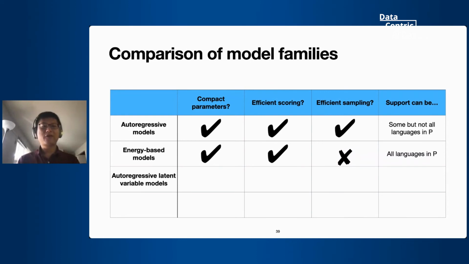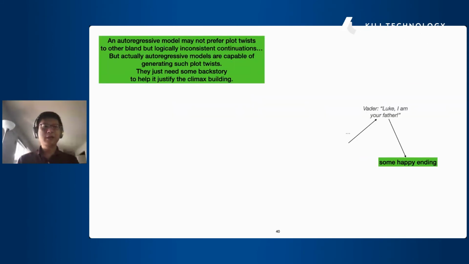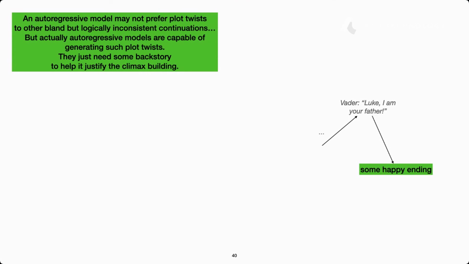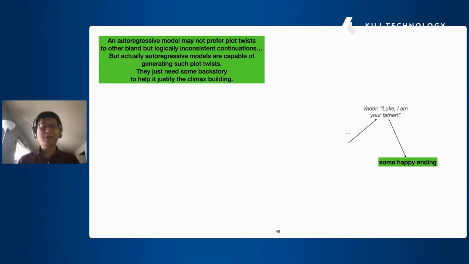Now, we will consider another model family, autoregressive models where we also allow latent variables. In our previous example, we said that autoregressive models may not prefer plot twists like "Luke, I'm your father" to other more bland but logically inconsistent continuations. But actually, autoregressive models are capable of generating such plot twists. It just needs some more backstory to help it justify the climax building. In other words, we will need a backstory such that the plot twist feels like a natural continuation.